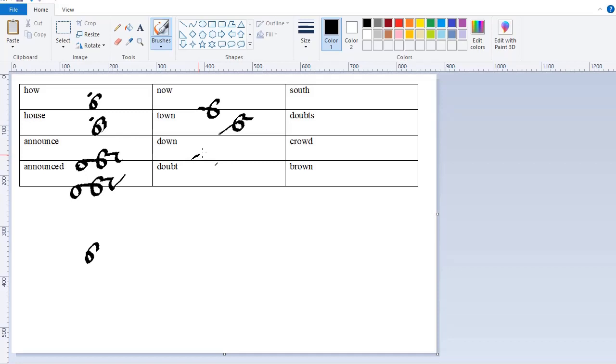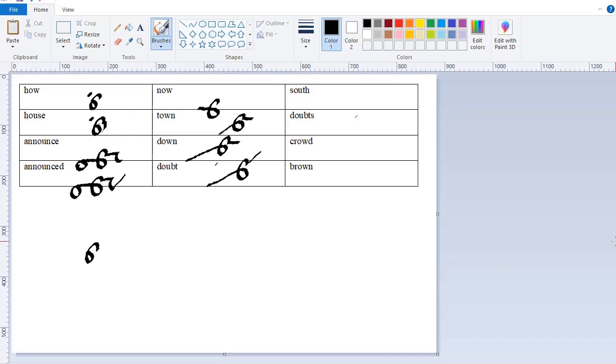So D, ow, N. Down. Ulitin natin. D, ow, N. Down. Next, we have doubt. D, ow, T. Doubt. Ulitin natin. D, ow, T. Doubt. Okay? Next, we have south.